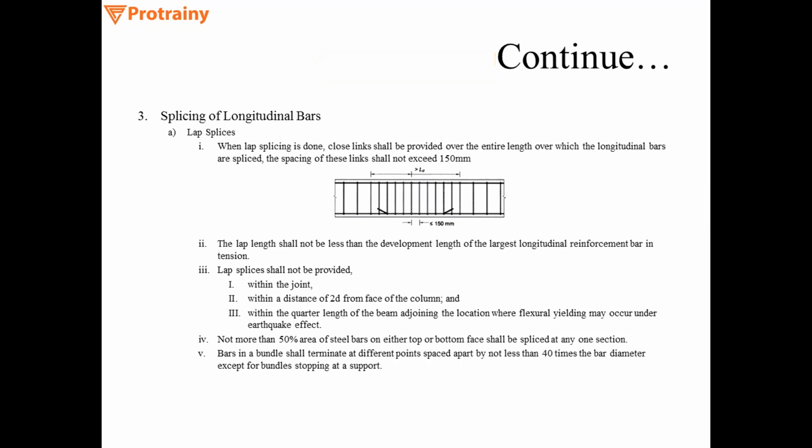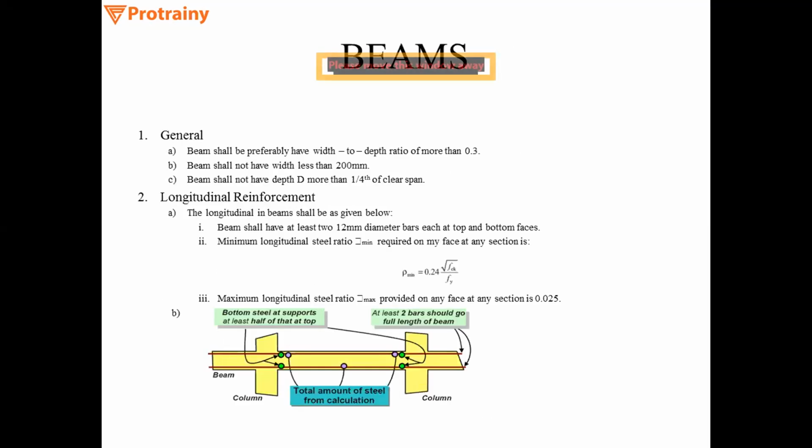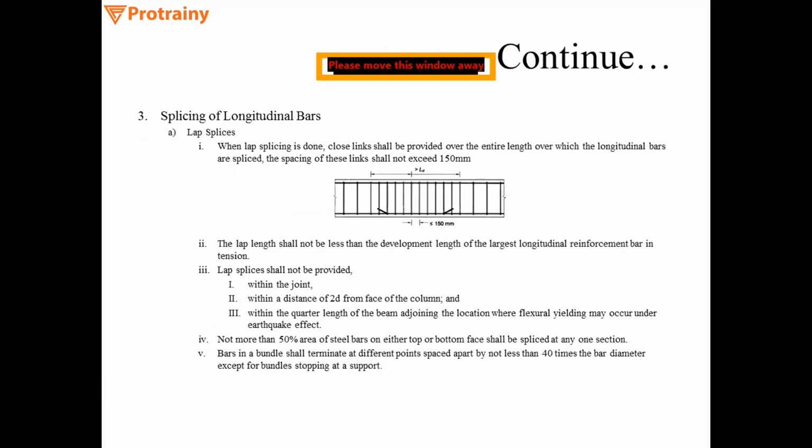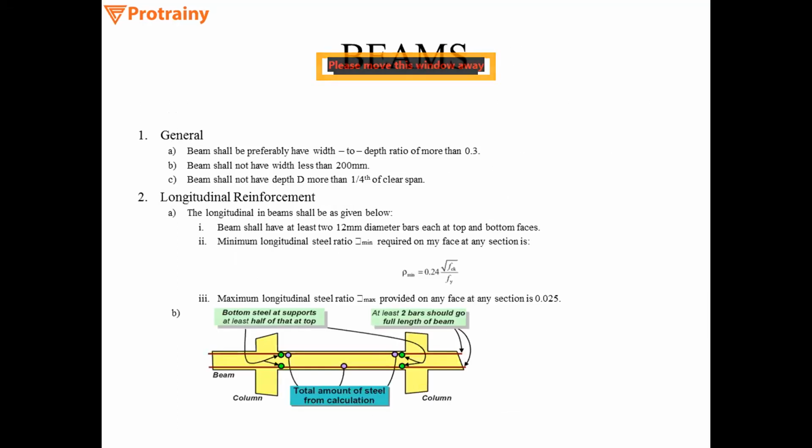Another point is within the distance of 2D from the face of the column. Like here you can see the green dots. This is the face of the column. So from the face of the column, at the distance of 2D, where D is the depth of the beam, no lap splice needs to be provided, because as I've told you earlier, there is also a chance of development of tension, which is of the opposite phase to the tension at the midspan.